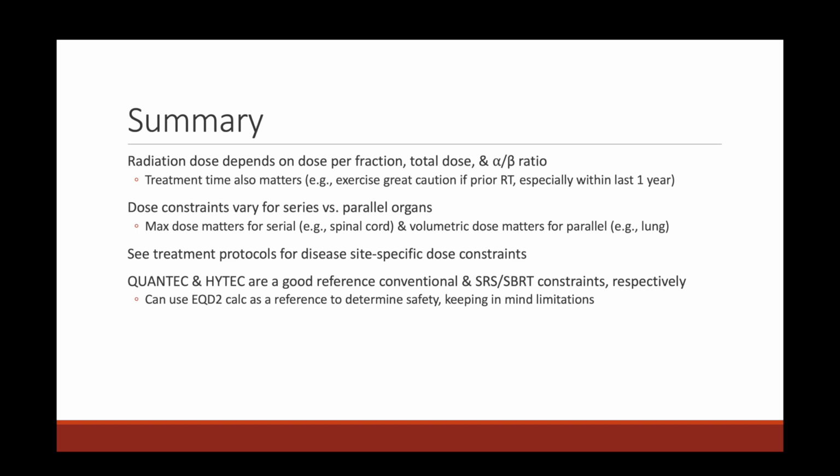For breast plans, we try to keep our heart mean somewhere in the neighborhood of just 2 to 4 gray, or even less than that if we're able to. And same thing for lymphoma. If we're treating a mediastinal lymphoma, we try to keep that heart dose very, very low because we expect these patients to survive for a long time and we want to limit their risk of cardiac side effects. QUANTEC and HYTEC are great references for conventional and SRS-SBRT constraints respectively, and a good tool to have in clinic when you're comparing different dose fractionation schemes is to always go to that EQD2 or BED calc and convert them to an EQD2 so that you can compare apples to apples.